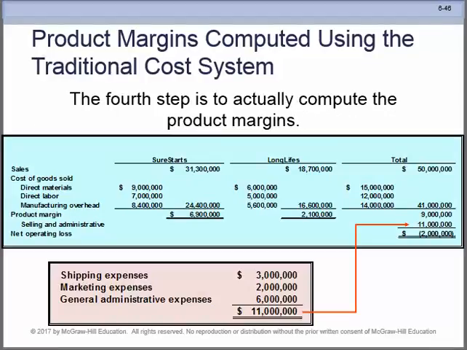Okay, so the fourth step, we're still in the traditional method here, is computing the product margins. So here we've taken the two different products, done the direct materials, direct labor, overhead, computed the product margin, brought it over, deducted selling and administrative, and we have a loss. The way that this appears using traditional cost, it looks like the reason for our loss is selling and administrative because each product here appears to be making a profit.